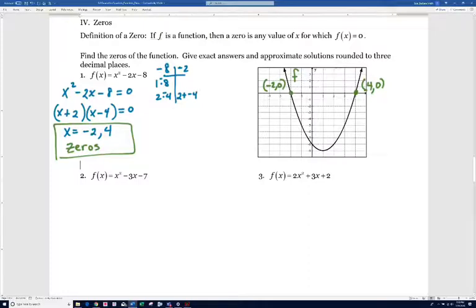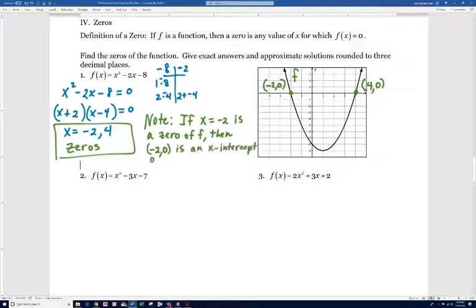So remember, the zeros are the values that we plug in for x, and the output or the y value is 0. And on the graph, that means that the height of the graph is 0. And that occurs, basically our zeros occur at our x-intercepts. So I'm going to make a note here. If x equals negative 2 is a 0 of f, then negative 2, 0 is an x-intercept on the graph of f. And similarly, if x equals 4 is a 0, as it is here, that also tells us that the point 4, 0 is an x-intercept on the graph of f.